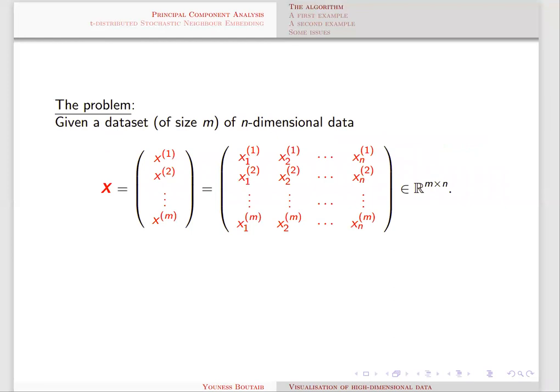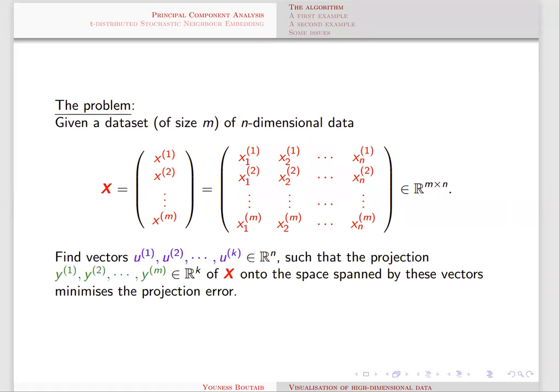More formally, we have a data set where we have a certain number of points. Here we have n points, where each point has a large number of features, here denoted by small n. And what we want to do is to project this data onto a lower dimensional space, let's say of dimension k. In other words, we have to find vectors u1, u2, up to uk that would span this vector space so that we can project our data and obtain lower dimensional objects.